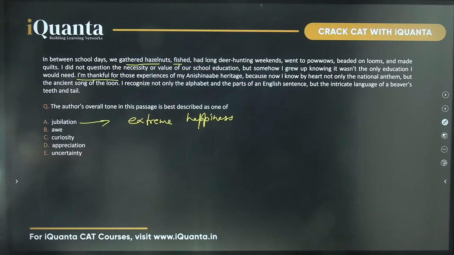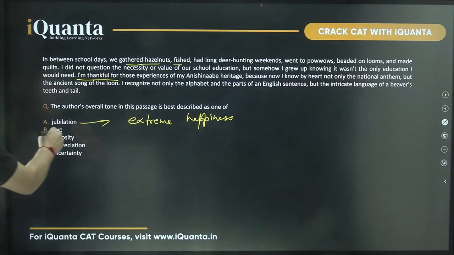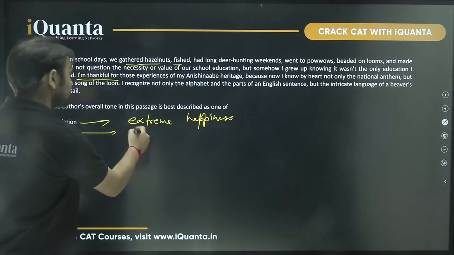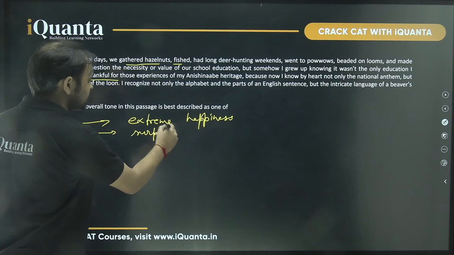And it is trying to say that not only did he get the chance to learn from the books, but also to read and study nature and learn from it. And he got these chances because he went to a school where he was allowed very frequently to go out and visit places with his friends. So awe is also a positive term, and in awe you also show surprise and respect, but here that element is not dominant.